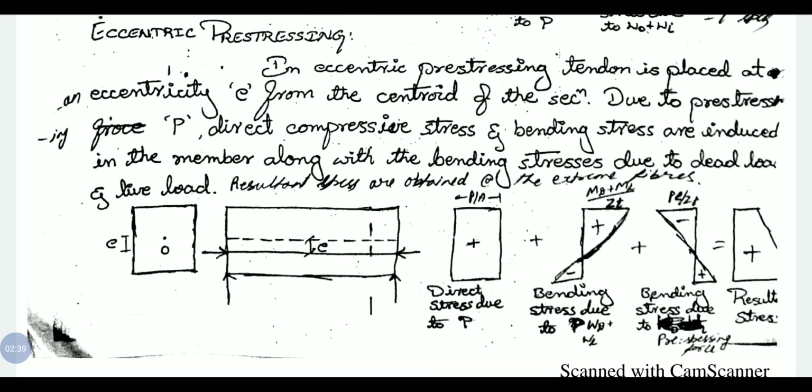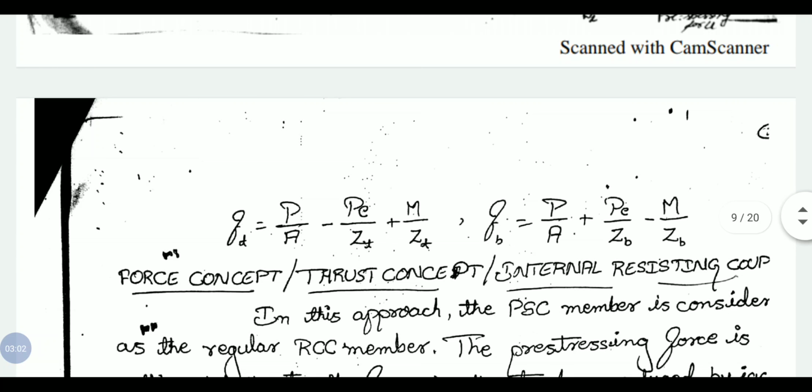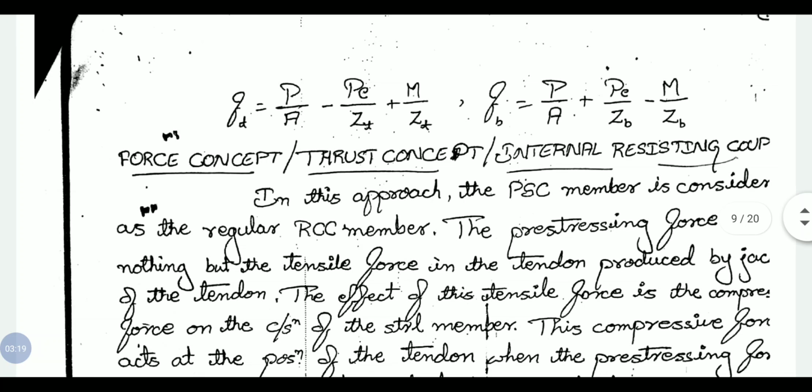This is the stress concept. In stress concept, we are going to calculate the stresses due to pre-stressing force, that is direct stress and bending stress, and due to dead load and live load. So the problems that we have solved in previous classes come under stress concept, that is calculation of fiber stresses in the top of the section and bottom of the section, that is FT and FB. You have the formula on the screen.